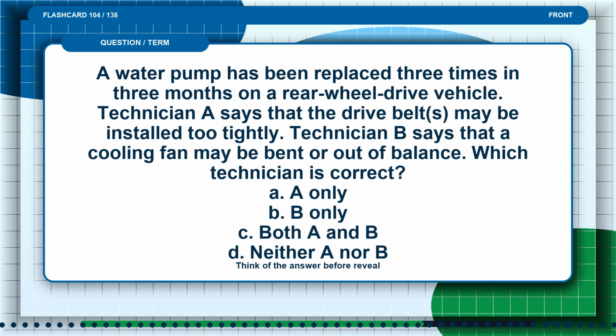Flashcard 104. A water pump has been replaced 3 times in 3 months on a rear-wheel drive vehicle. Technician A says that the drive belt may be installed too tightly. Technician B says that a cooling fan may be bent or out of balance. Which technician is correct? A. Only A. B. Only B. C. Both A and B. D. Neither A nor B. Pause and think of the answer before the reveal.